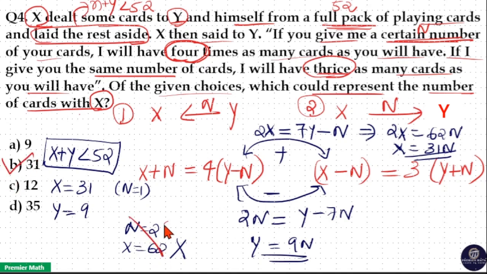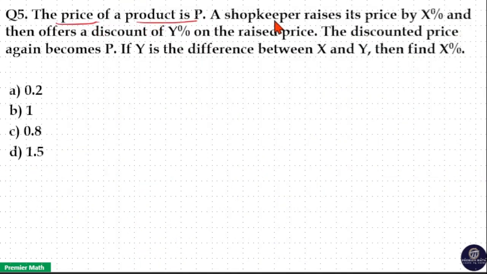This is not possible. The price of a product is P. A shopkeeper raises its price by X percentage and then offers a discount of Y percentage on the raised price. The discounted price again becomes P. If Y is the difference between X and Y, then find X percentage.